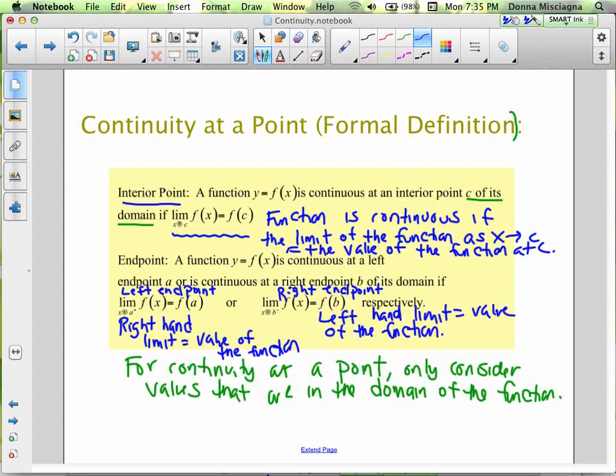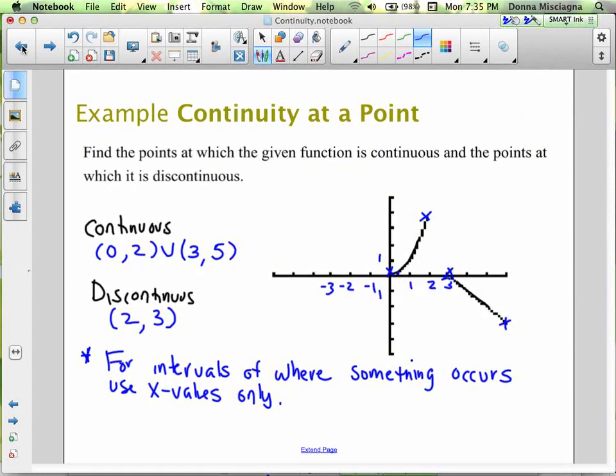So now let's go back to our handy dandy little diagram here. All right, so should we consider our endpoints? They have to go either under the continuous or the discontinuous. They can't be part of both. All right, so let's take a look here. Here is the left endpoint.